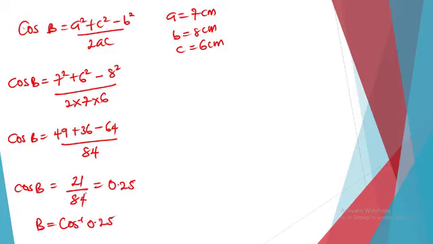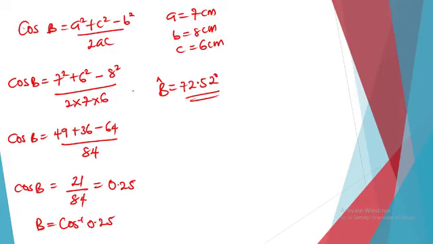0.25. Cos inverse of 0.25. So angle at B, check it on your calculator. What do you have? 72.52 degrees. That's the largest angle, remember. Then we solve for the smallest angle.